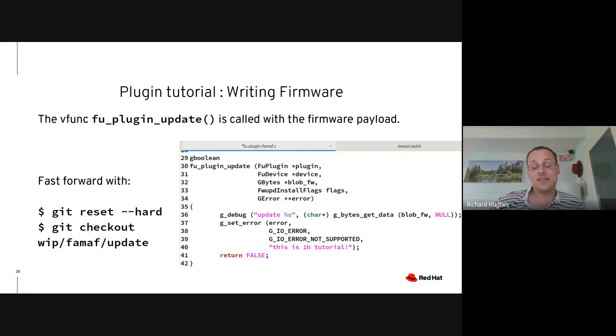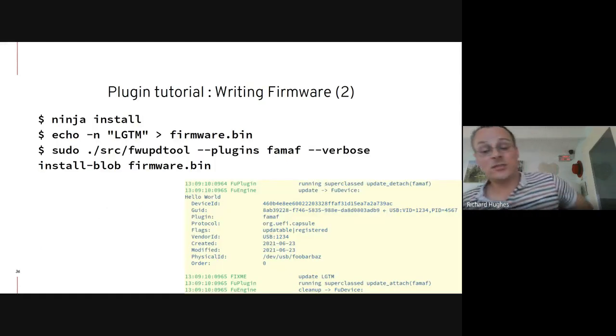And then we're going to set an error. This is an example of we're not actually doing the update. We're not actually going to deploy anything to the hardware. We are just going to print one error. So I'm going to use the domain of GIO. I'm going to say it's not supported and then give a reason why and return false. And then we save that. And then, of course, we ninja install it again.